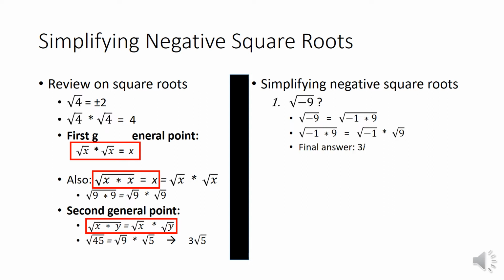Square root of negative 1, remember we said that i means the square root of negative 1, and we use that as our imaginary unit. So our final answer here is just going to be 3i.